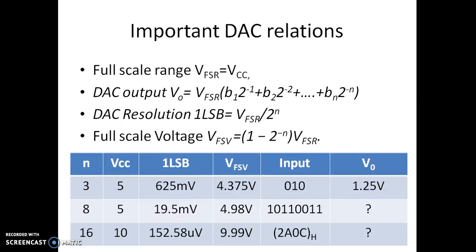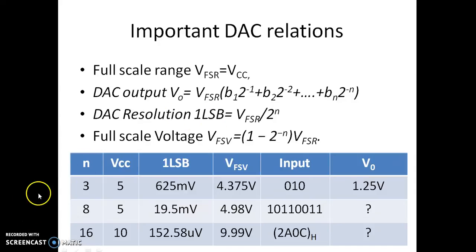The full scale voltage is always given by 1 minus 2 power minus n into VFSR, that is 1 LSB less than the VFSR. So we have taken some examples. Number of bits, VCC. What is the resolution, that is 1 LSB. What is the full scale voltage. So full scale range is always equal to VCC. Full scale voltage is 1 LSB less than VCC or VFSR. And we have taken some input voltage examples, and we want to estimate what is the output voltage.